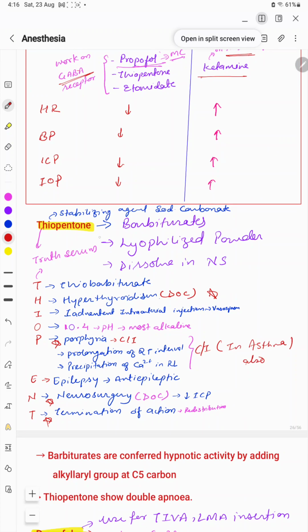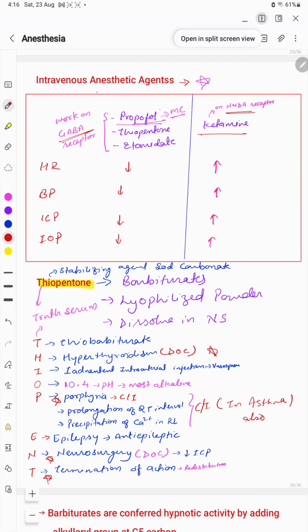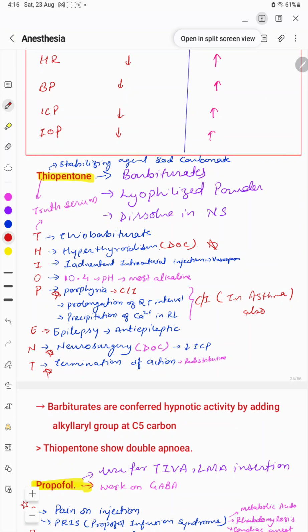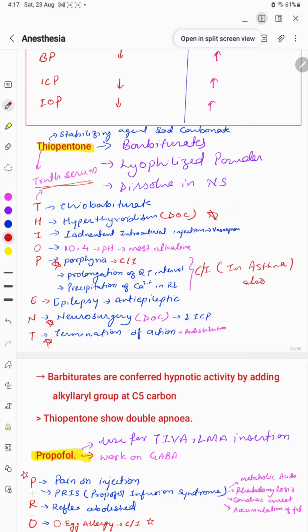What is thiopentone? Thiopentone is an IV anesthetic agent and works on the GABA receptor. We know this. Now the stabilizing agent is sodium carbonate. Thiopentone is in powder form, and what we add as a stabilizing agent is sodium carbonate. Thiopentone is also named the truth serum. Okay, this is a barbiturate. Sometimes they ask which anesthetic agent is a barbiturate, and this is a lyophilized powder dissolved in normal saline.